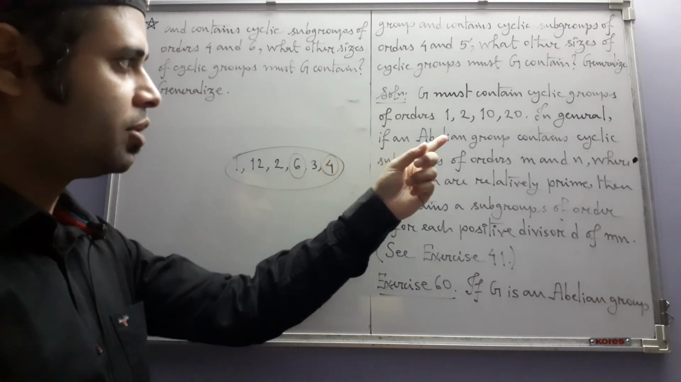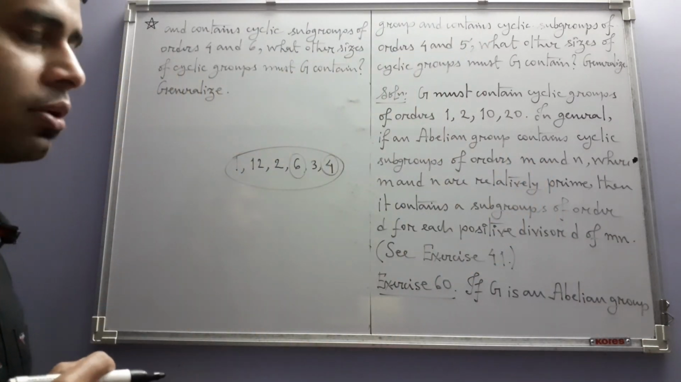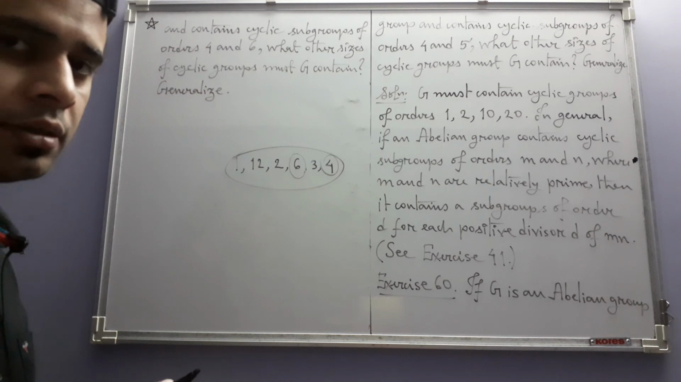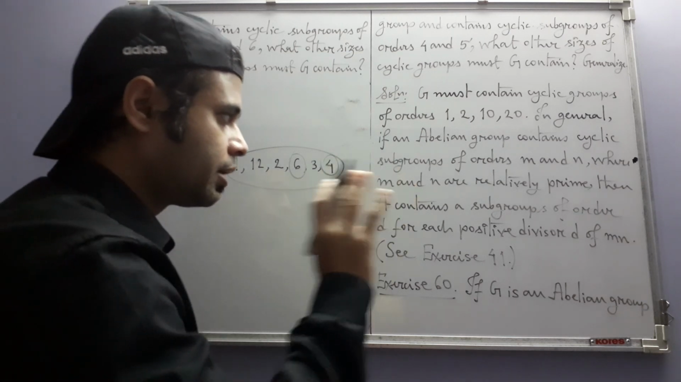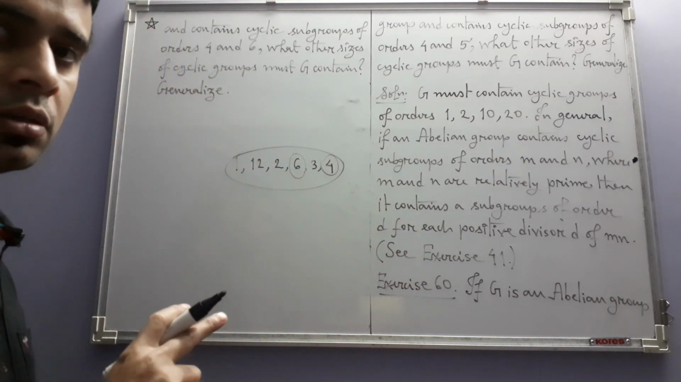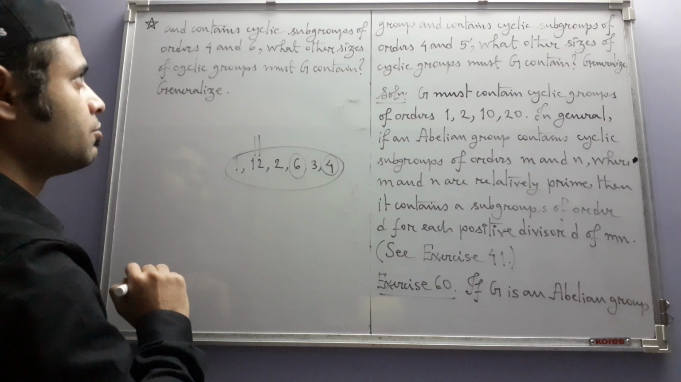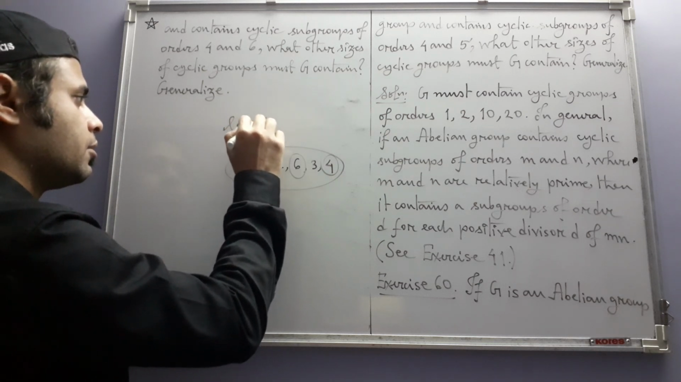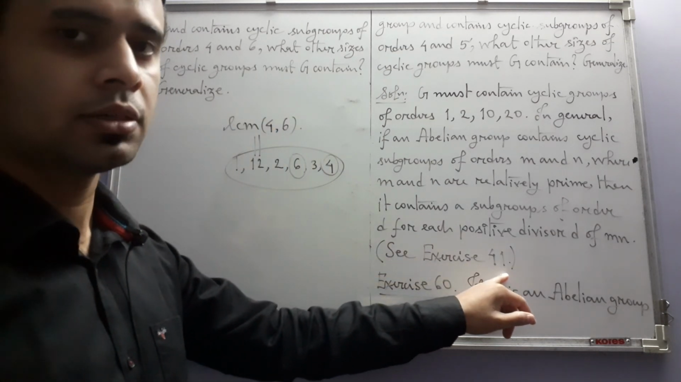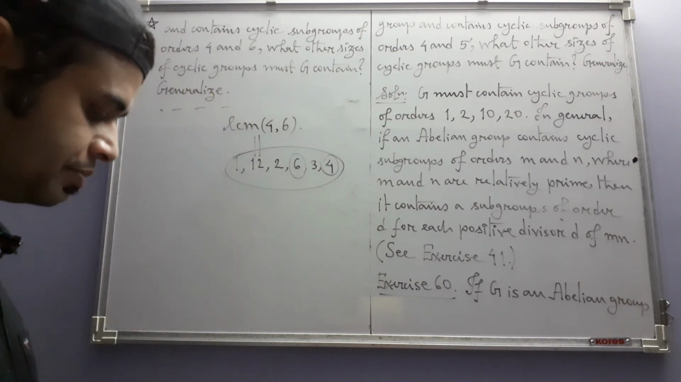And the generalization is just like that. In general, in an abelian group that contains cyclic subgroups of order m and n, and now not necessarily that m and n are relatively prime, so we drop that assumption, then it contains a subgroup of order d for each positive divisor d of the LCM of m and n. That's what we have done here. Here 12 is not 4 times 6 but the LCM of 4 and 6, and this also is justified by exercise 41. So you can just simply write similarly the solution. I am not writing it.